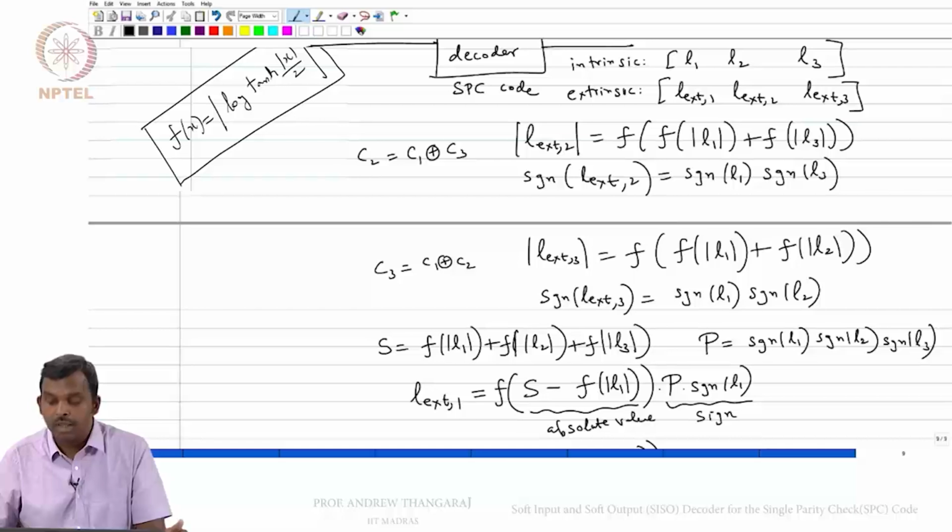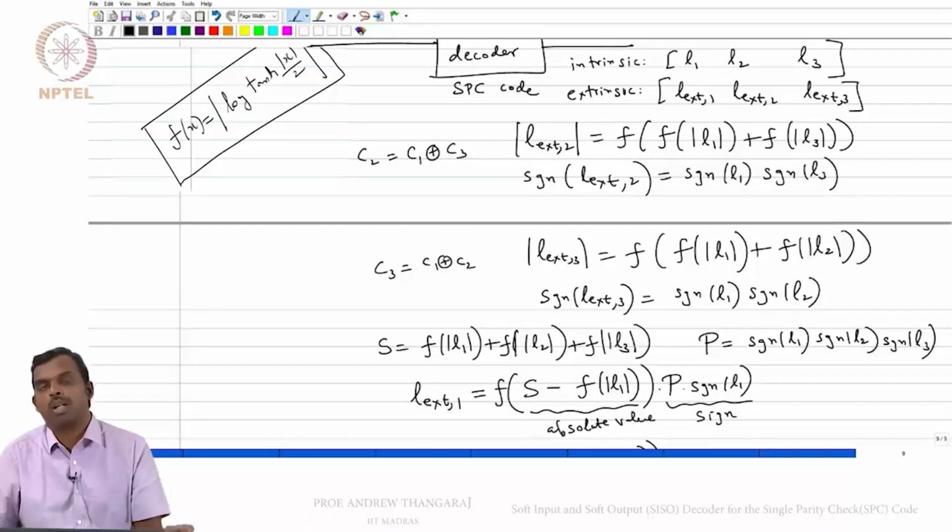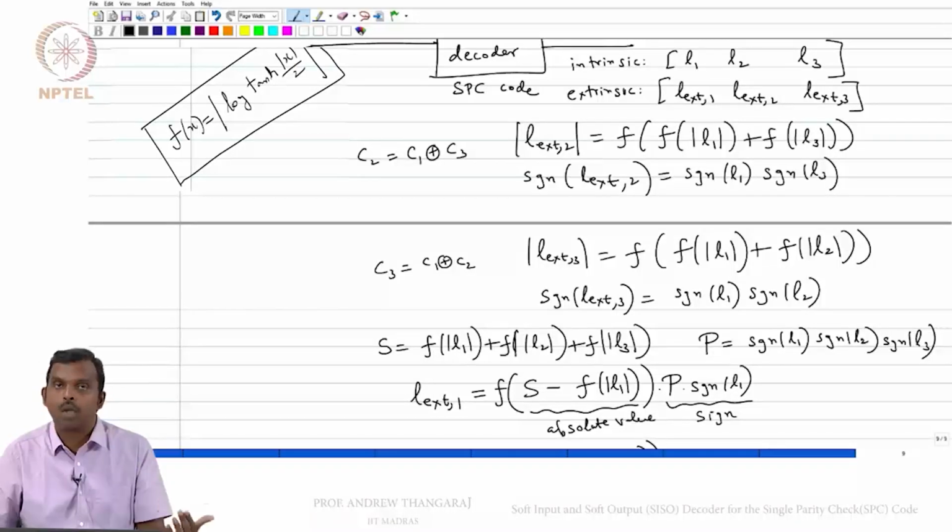One of the things that is not very nice about this single parity check code decoder is this nonlinear function log tan hyperbolic. So, how do we get rid of that? Are there good approximations to get rid of that nonlinear function? Turns out the answer is yes. We will do that in the next lecture. The next lecture will have some MATLAB coding along with a simplification for the SISO decoder for SPC.